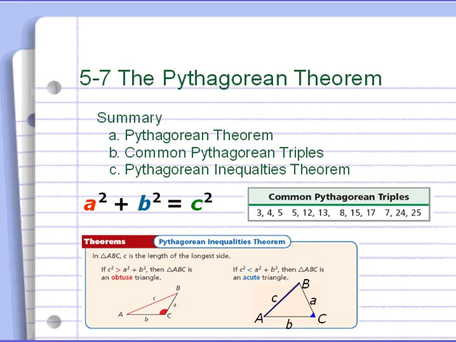So, summary, we're just repeating the theorem. This is the Pythagorean theorem: a squared plus b squared equals c squared. You should be able to recognize at least those 4 sets of the common Pythagorean triples. It's going to help you make your work a little easier if you can recognize the different measurements there. And then our Pythagorean inequalities theorem: if c squared is greater than the sum of the squares of the other 2 legs, it's obtuse. If c squared is less than the sum of the squares of the other 2 legs, then it's acute.